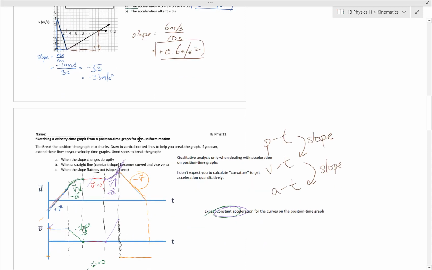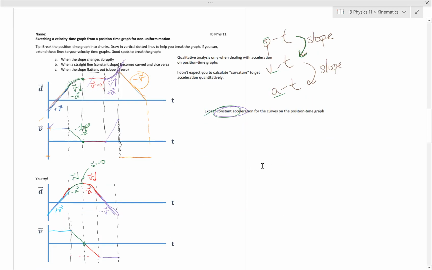And because of that, we were able to know that as we find the slope of every corresponding graph, we kind of step up to the next level. The slope on a displacement time graph gives us velocity. The slope on a velocity time graph gives us acceleration.